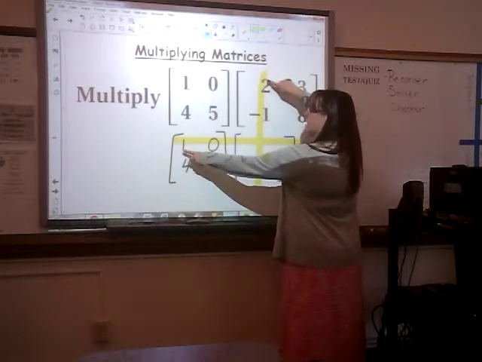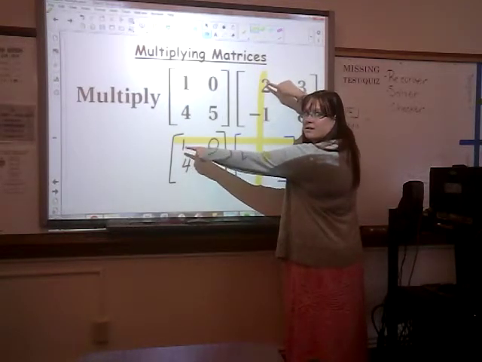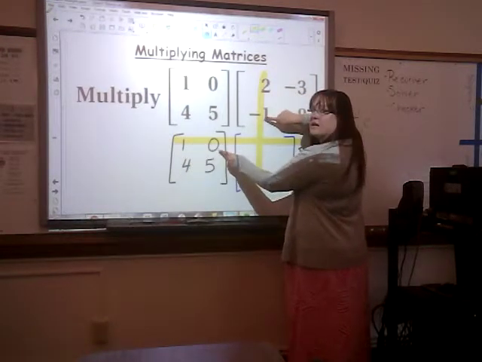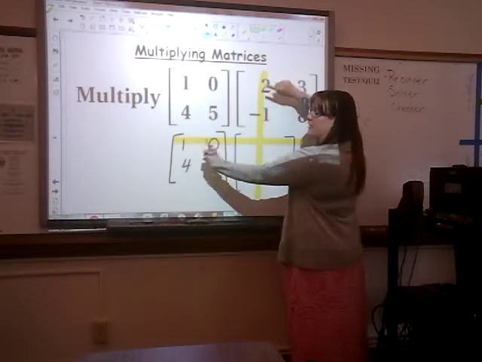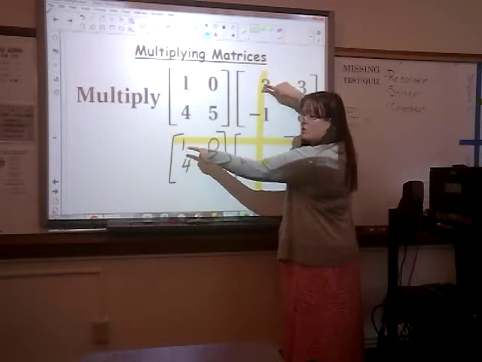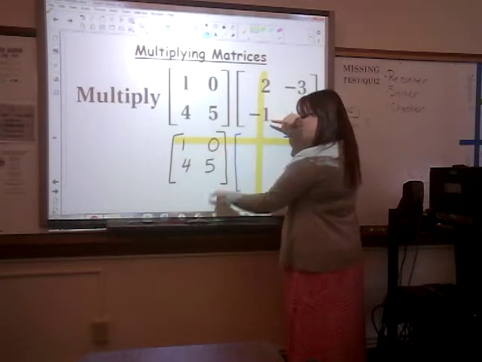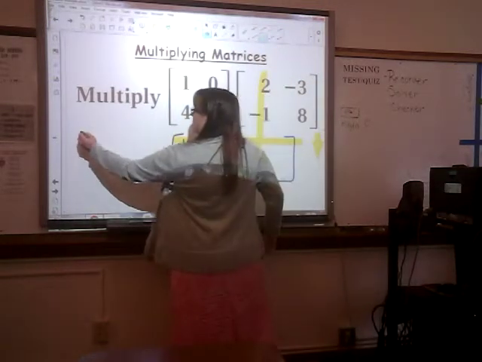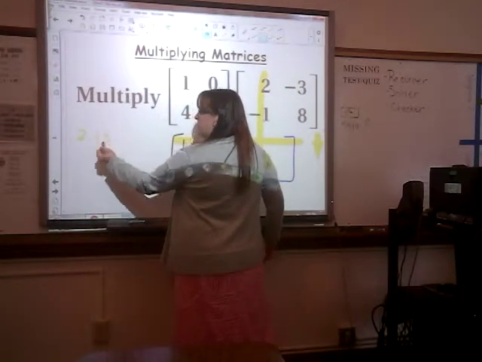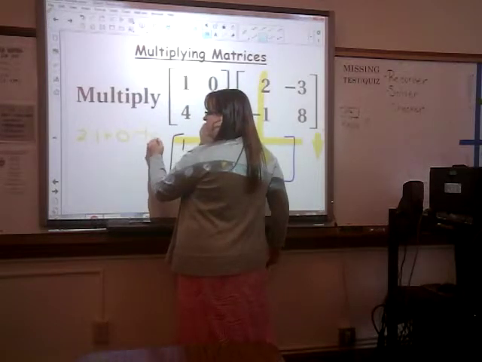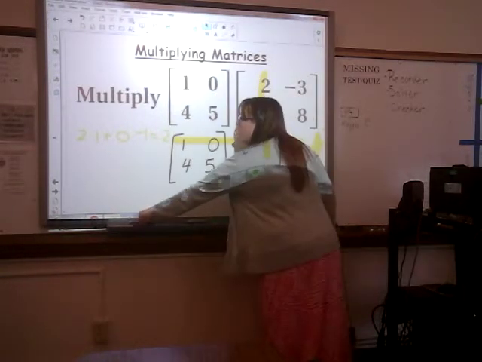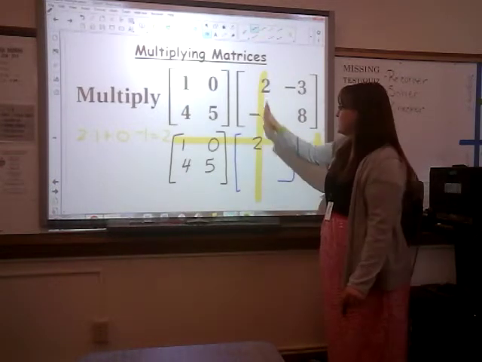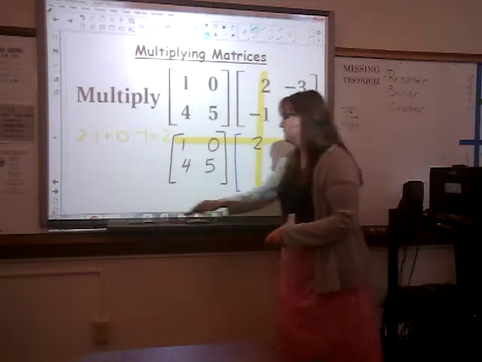Then you come here to your outside numbers and you multiply 2 times 1, and then you multiply in. So 2 times 1 is 2, 0 times negative 1 is 0, and then you add those numbers together. So we would say 2 times 1 plus 0 times negative 1, and that gives us 2. That value goes right here, right where our 2 highlighted lines cross.